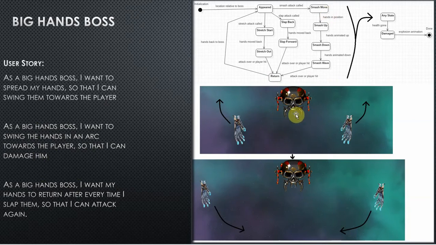So we start with the hands in front of the boss here. When the attack is called, the slap attack, we do a slap back, which the hands move out in an arcing fashion this way, slowly, so the player has an indication that they're going to come towards him. Once they move back all the way, we do a slap forward, so they'll come in a fashion a little bit quicker this way until they hit each other, or they hit the player, then they return to the big hands boss enemy.